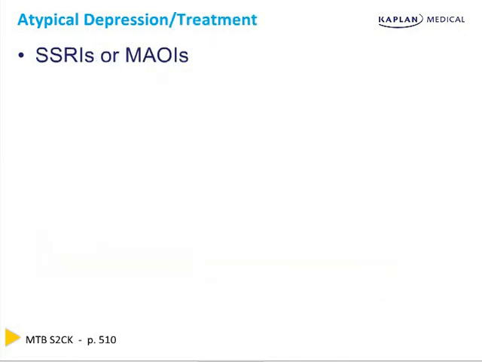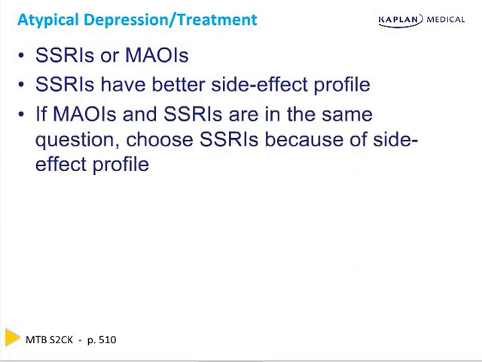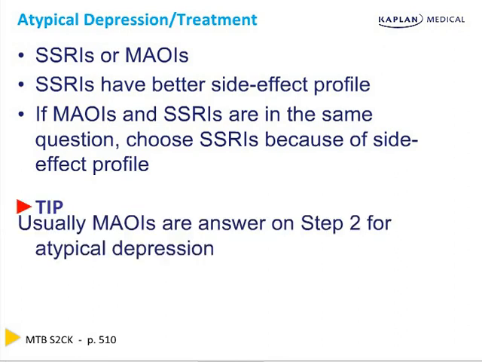How are you going to treat it? For atypical depression, you still want to go to your selective serotonin reuptake inhibitor. If you don't see an SSRI, then you can feel free to choose the MAOI. The monoamine oxidase inhibitors have been proven to be effective in the treatment of atypical depression. The SSRIs, though, still have that better side effect profile. If you see them in the same answer choice series, choose the SSRIs. And note that basically if you are going to choose MAOIs on step 2, it's going to be for atypical depression. That's when you'll see them.